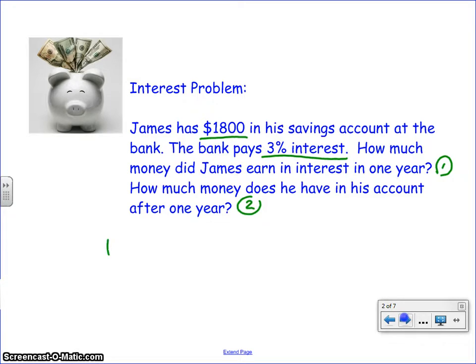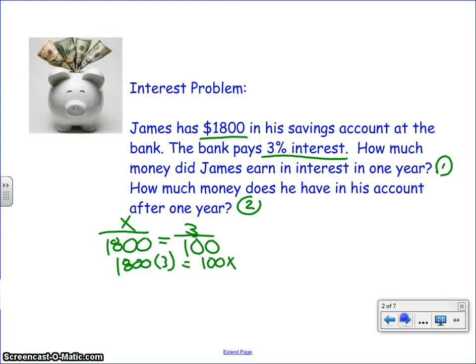He has $1,800 and the bank's going to pay him 3%. That would be 3 over 100. And we want to find out what 3% of 1,800 looks like. So we're going to set up our problem. X over 1,800 is the same as 3 over 100, or 3%. So if you cross multiply, 1,800 times 3 equals 100 times X.